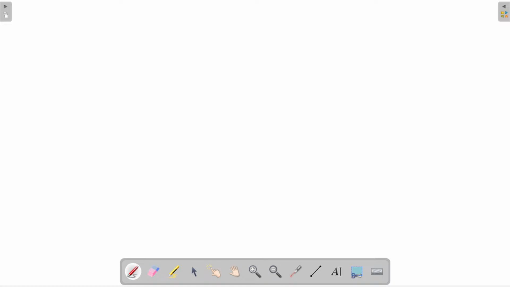11 square, 12 square, 144. Whoever doesn't know, just go and write it. 13 square, 169. 14 square, 196. 15 square, 225. 16 square, 256. 17 square is 289. 18 square is 324.